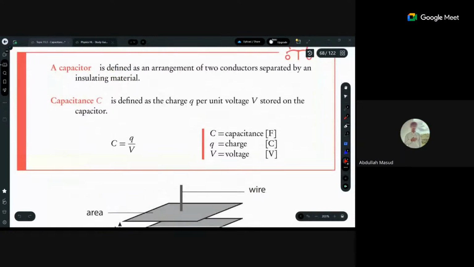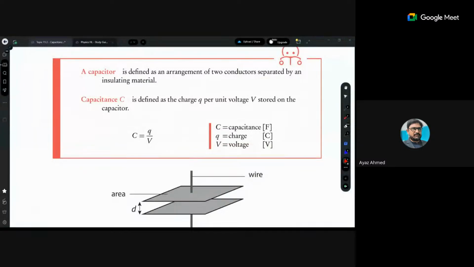Yes. Okay, so a capacitor is defined as the arrangement of two conductors separated by an insulating material. We call that a capacitor. Capacitance is defined as the charge per unit voltage stored on the capacitor, or you can say the ratio of charge to the potential difference. So that is the capacitance: C equals Q by V, where C is the capacitance, its unit is farad, Q is the charge, its unit is coulomb, and V is the voltage, its unit is volt.